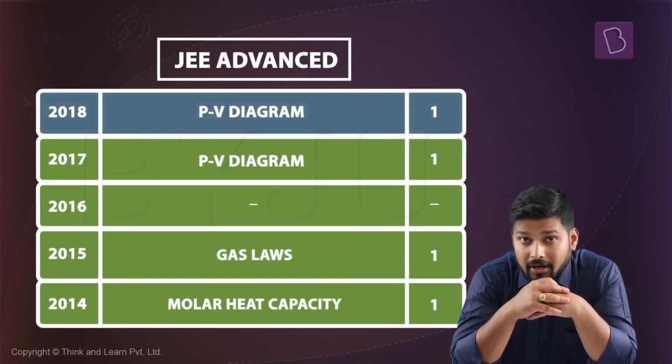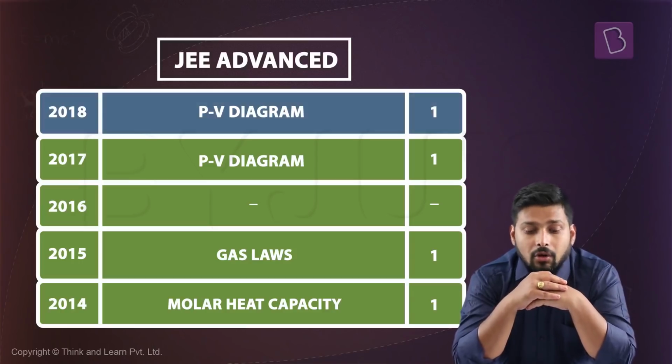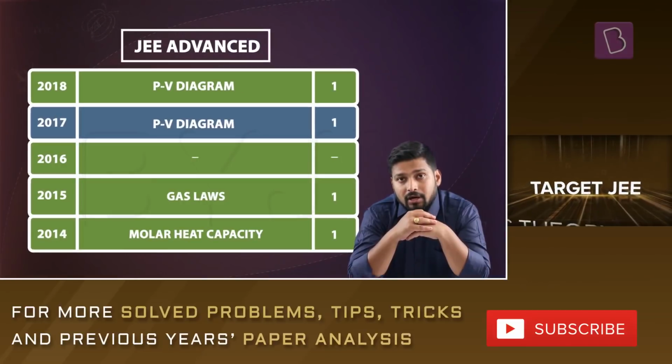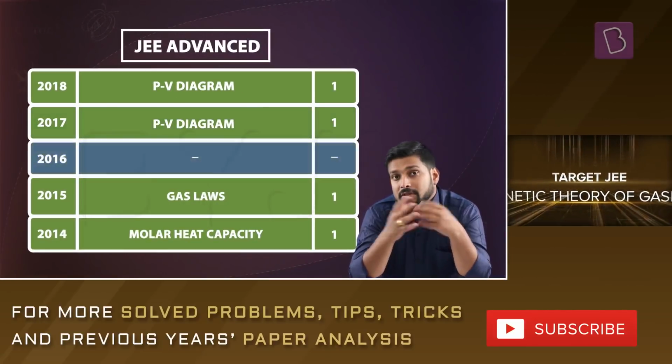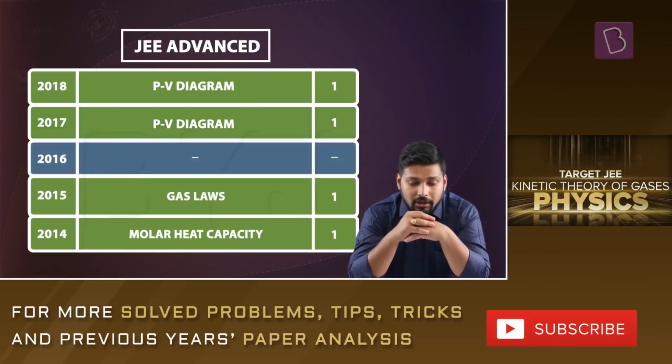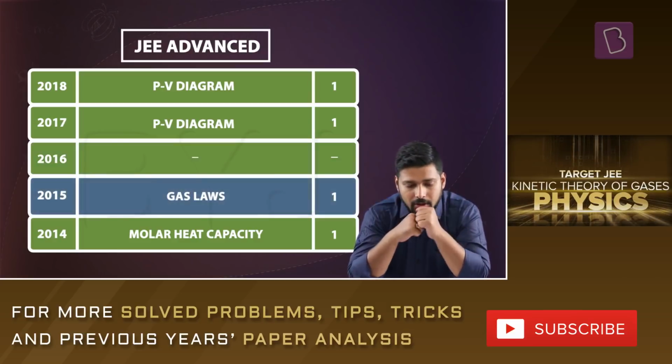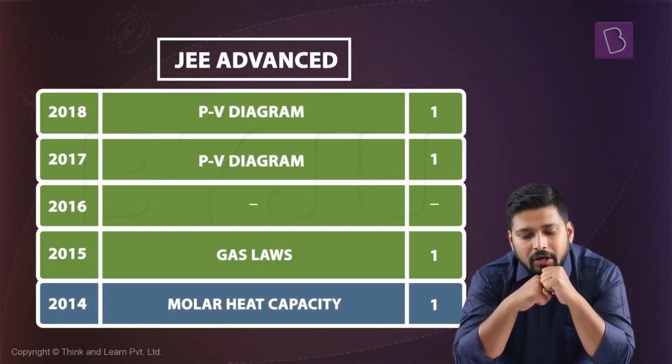Let's first talk about JEE Advanced exam. So in 2018, just last year, one question was asked on PV diagram. In 2017, again one question was asked from PV diagram. 2016, there were no questions asked. In 2015, there was one question asked that was based on the gas laws. 2014, again, one question was asked from molar heat capacity.